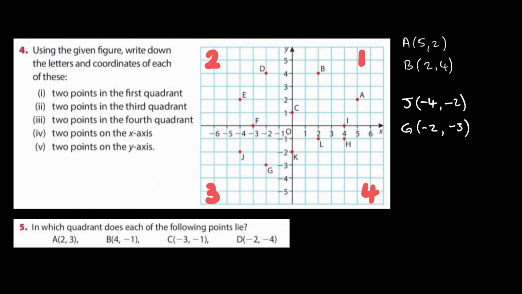Okay. 2 points in the fourth quadrant. So again, we're looking at the fourth quadrant, this one. Now, again, you could argue that other points do fall in the fourth quadrant, but I think it's best to pick the most obvious ones. And the most obvious ones there are L and H. L has an x value of 2 and a y value of -1 because it's gone down. And H has an x value of 4 and a y value of -1 as well, because it's coming down 1.